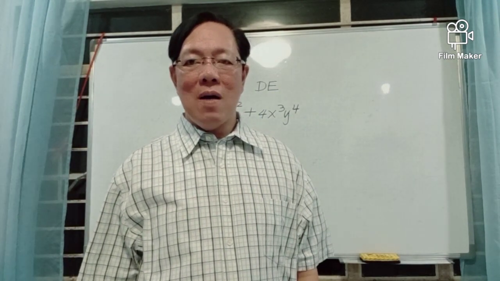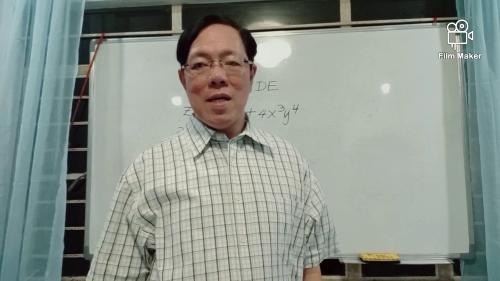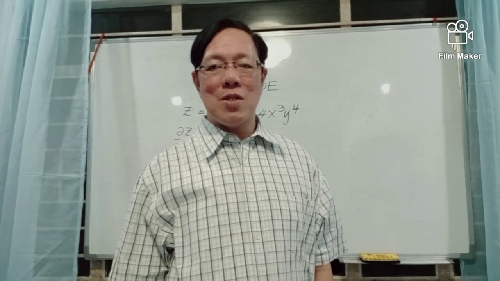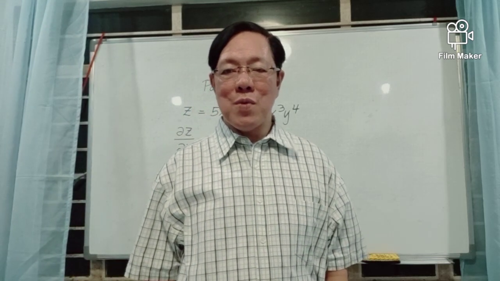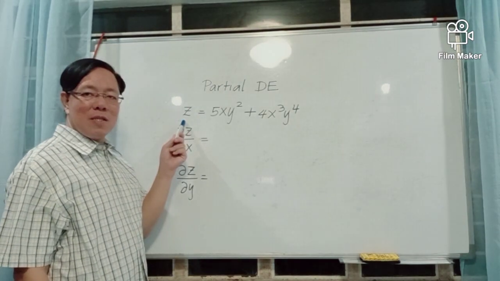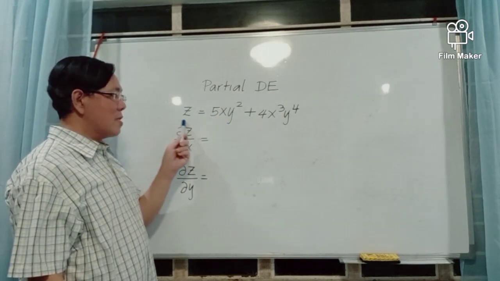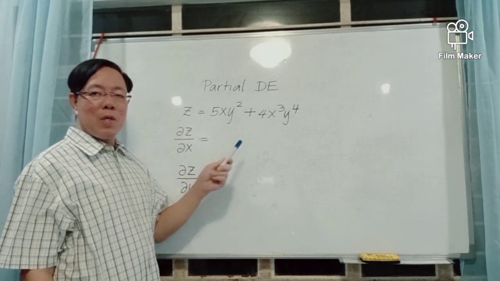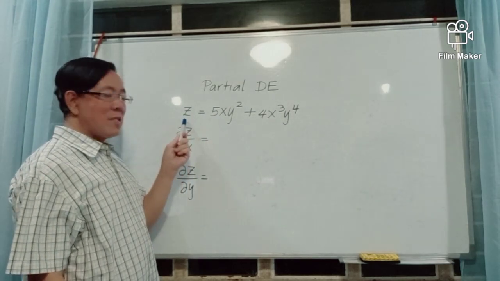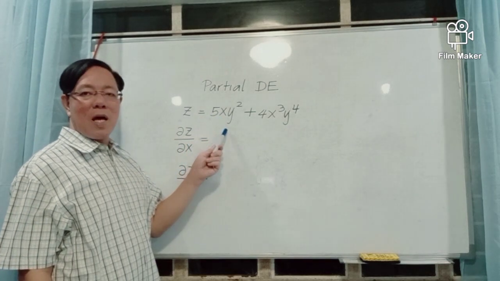Now, when do we have a partial differential equation? Or when is a differential equation a partial differential equation? Consider the following function. Our function z is a function of two variables. In this given function, we have two independent variables, x and y. And z is a function of these two variables, x and y.